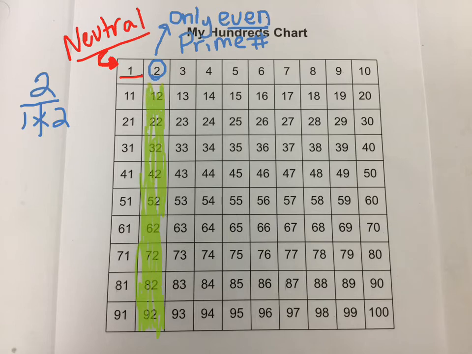Okay, the next even number is 4. 4 all the way down, these are all composite numbers. I can divide them by 2 evenly with no remainder. Okay, after 4 comes 6. From 6 all the way down are composite numbers because I can divide them evenly by 2.